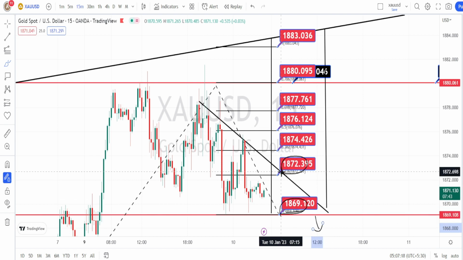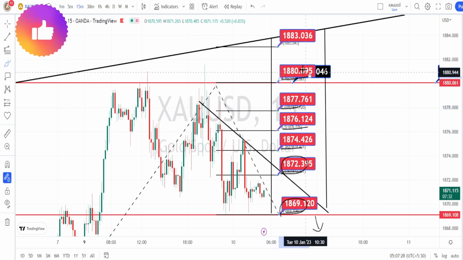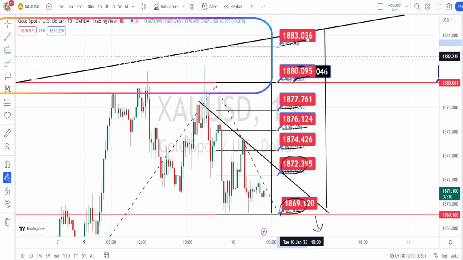And if the price action breaks the resistance level of 1872, the next level of resistance is going to be around 1874, 1876, 1877, 1880 and 1883.